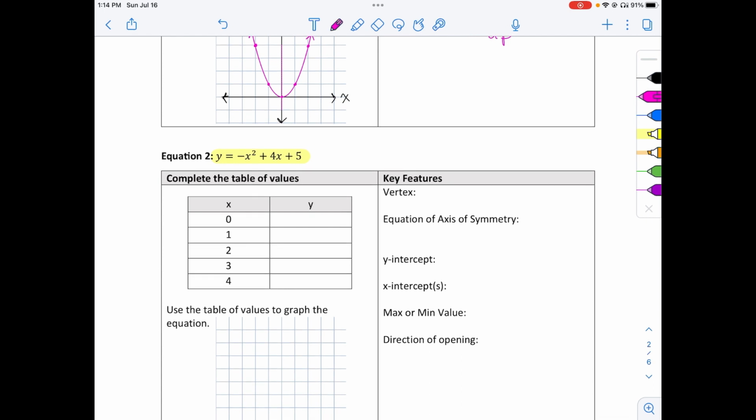For the first one here, if x is 0, we would have negative 0 squared plus 4 times 0 plus 5. So 0 squared is 0, times negative 1 is still 0. 4 times 0 is 0, plus 5. This is going to be 5.